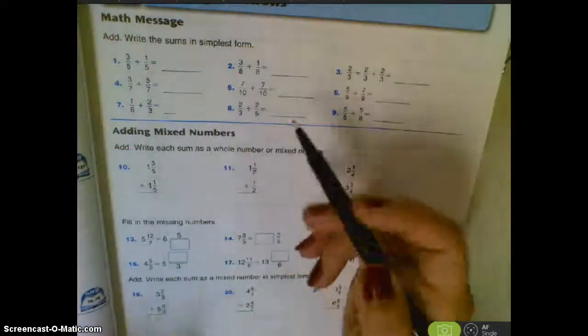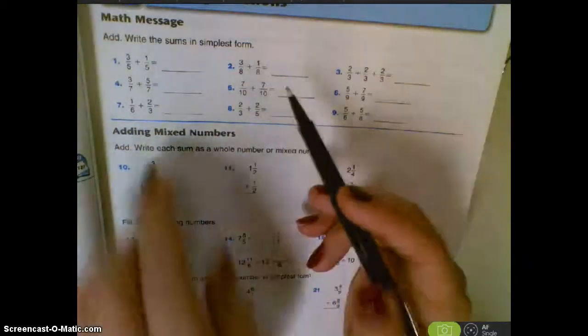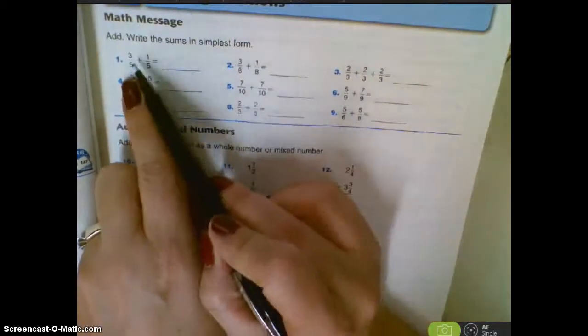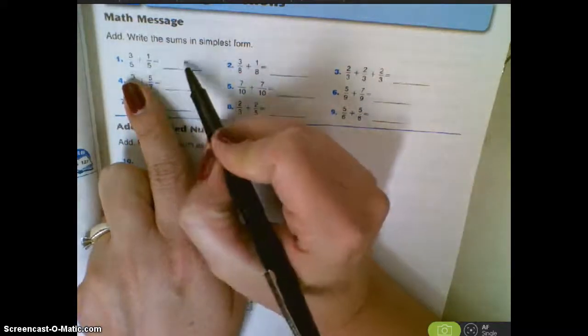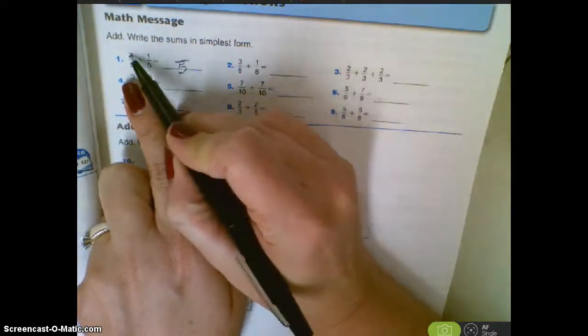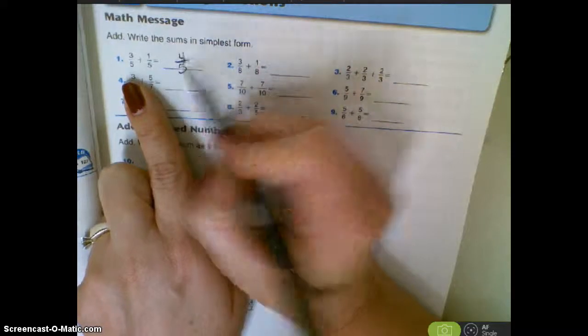Okay, fifth graders, homework tonight. Very much like we've been working on the last week or so. If our denominators are the same, all we have to do is add across, so we'll keep our denominator 5. Add our numerators, 3 plus 1 is 4, and we get 4/5.